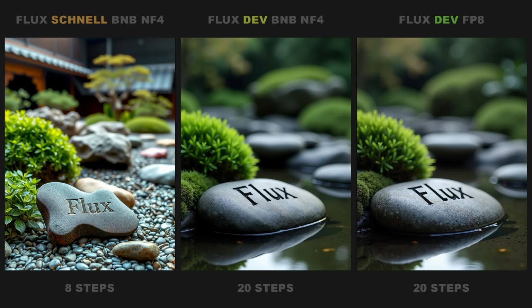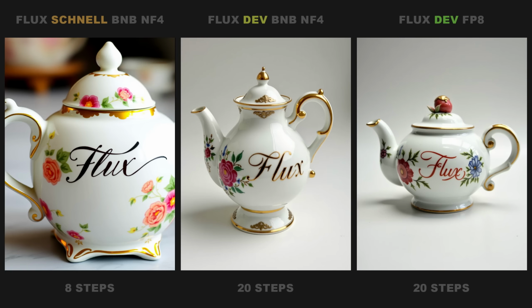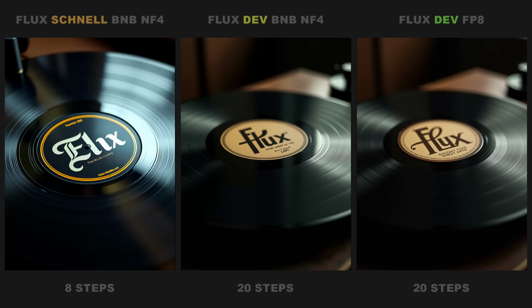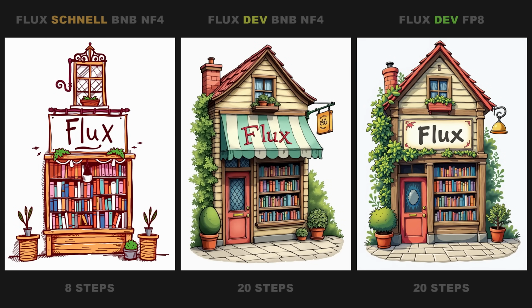If your video card is weaker, try the Schnell version. If it still can't handle it, try the SDXL models, and if that's still too much, go with the SD 1.5 models. With an NVIDIA card, you can generate images for free on your computer.